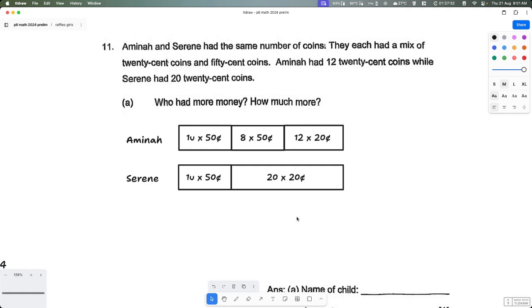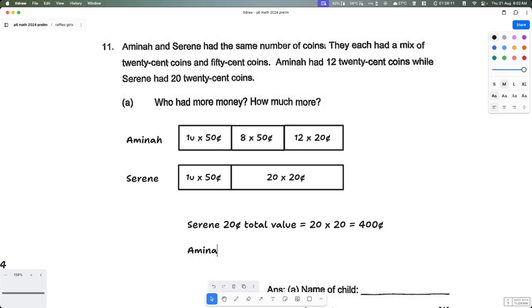Difference. So Amina, with 20 coins. Serene, 20 coins will be 20 cent value, 20 cents. Total value is equal to 20 times 20, which is equal to 400 cents.